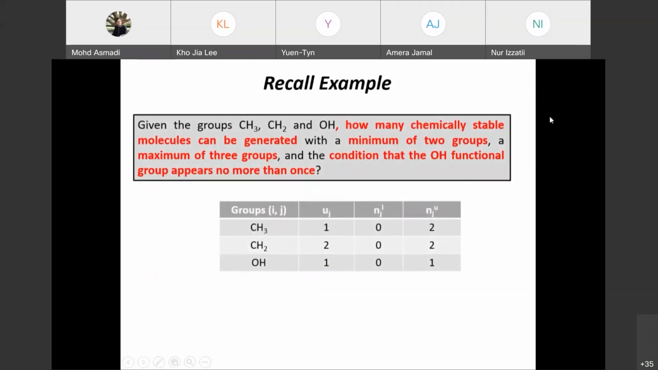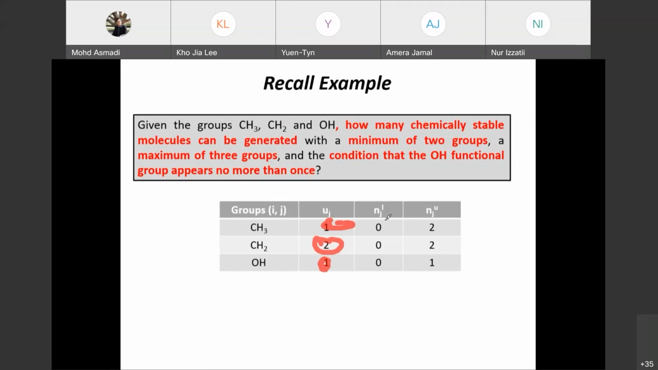If you look here, this one is annotated as 1, because it can take only one group. This one is 2, CH2. This one is only one valence. For the lower bounds we set 0, in case either one is generated. It's okay if we don't want OH or CH2 or CH3. That's why the lower bound is 0. It doesn't matter.